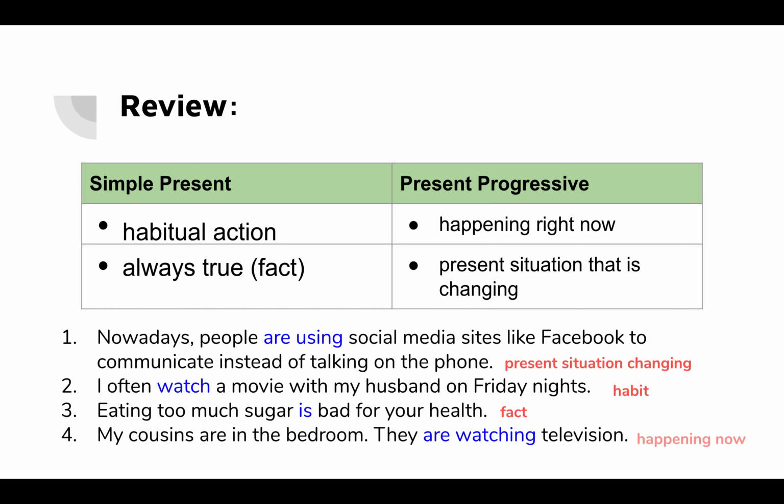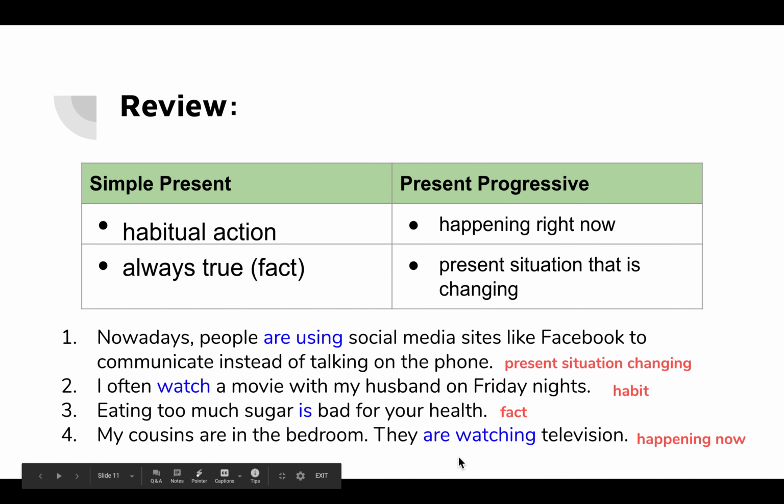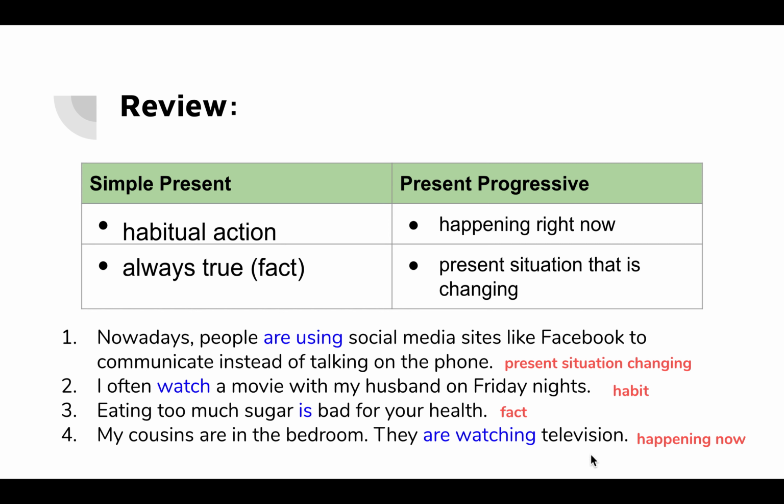And number 4, of course, is happening right now. Even though there are no keywords to show us, we understand that if the cousins are in the bedroom, they are there now, and that they are watching television at this moment. Okay, so just a little bit of a review of what we already know about the present progressive. Today we're going to talk about 2 more rules or 2 more ways that we use the present progressive. So let's get started.